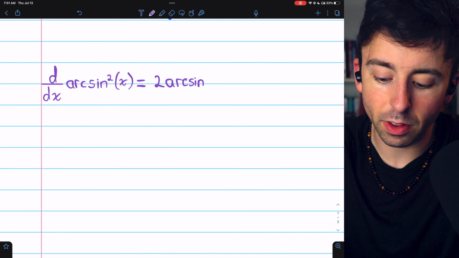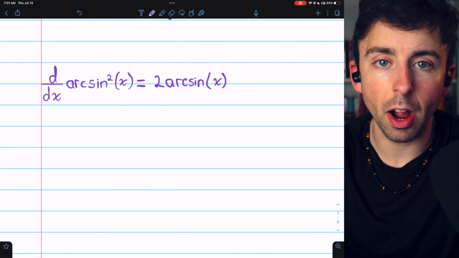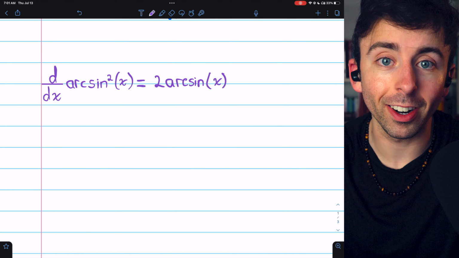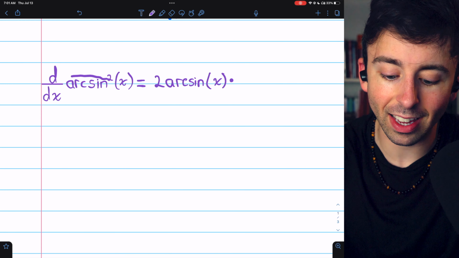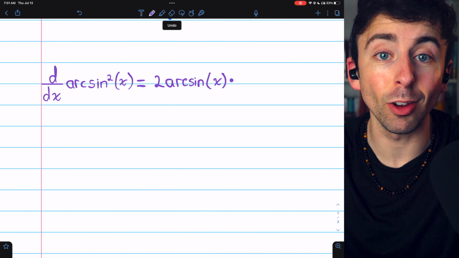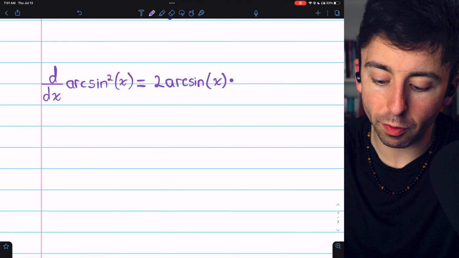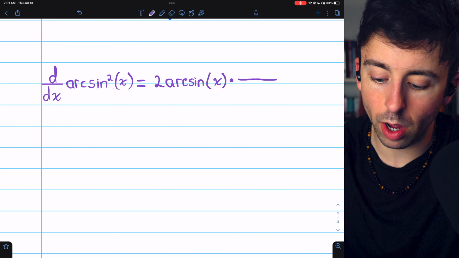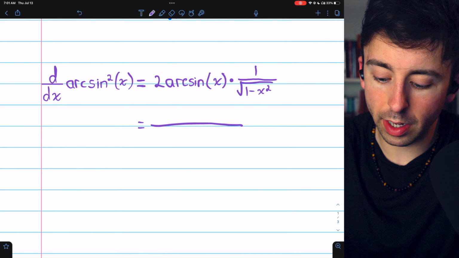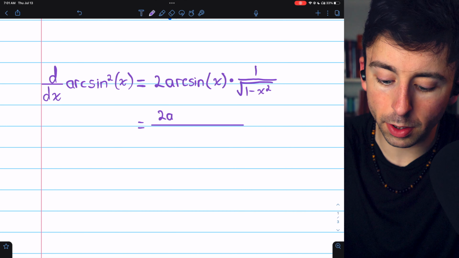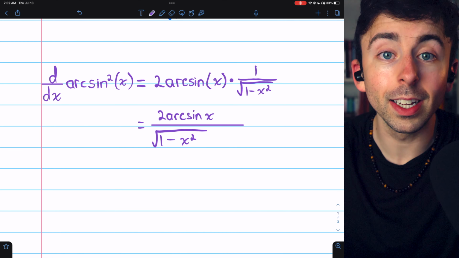In the context of the chain rule, this is f prime of g. g is arcsin. Now we need to multiply by g prime, the derivative of the inside function, which in this case is arcsin. The derivative of plain old arcsin of x is 1 divided by the square root of 1 minus x squared. And there we go. That's the derivative, which we could rewrite as 2 multiplied by arcsin of x in the numerator divided by the square root of 1 minus x squared in the denominator.